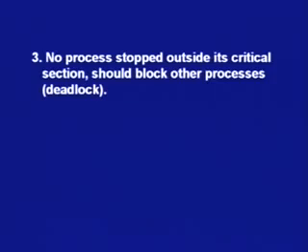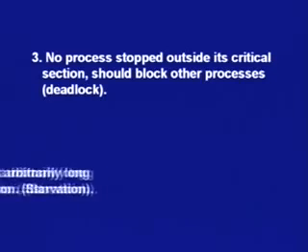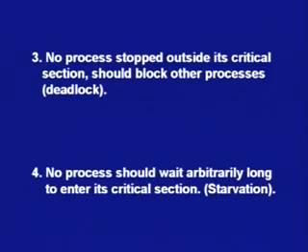No process stopped outside its critical section should block any other process. Process blocking is deadlock, and therefore we've got to avoid deadlock. And finally, when we try to avoid deadlock, it is possible that we starve a process. One of the ways in which we avoid a deadlock is to make some process wait.